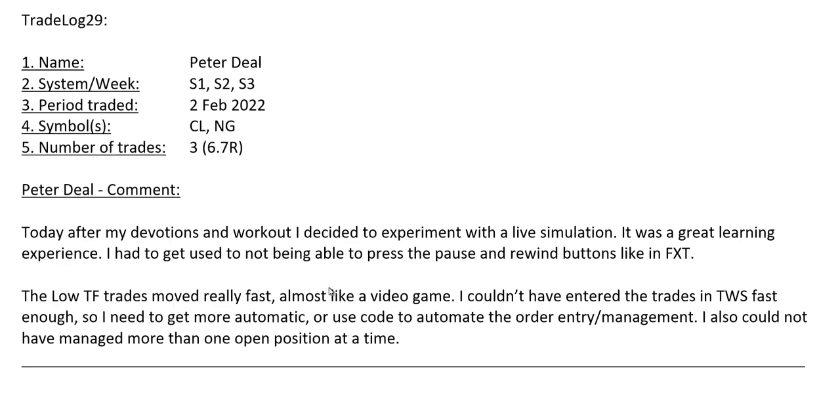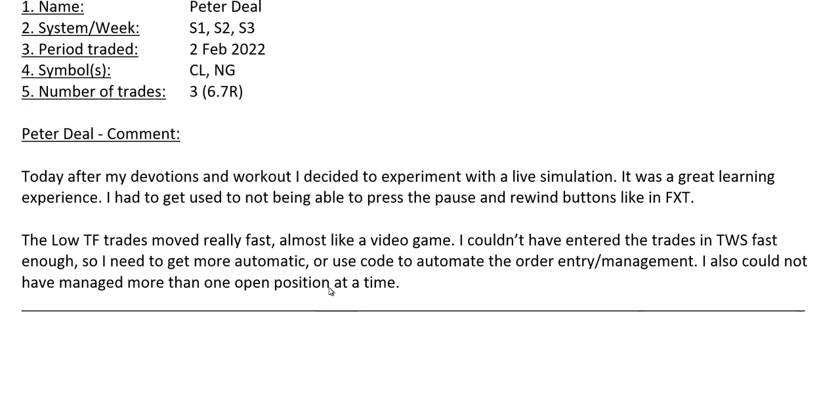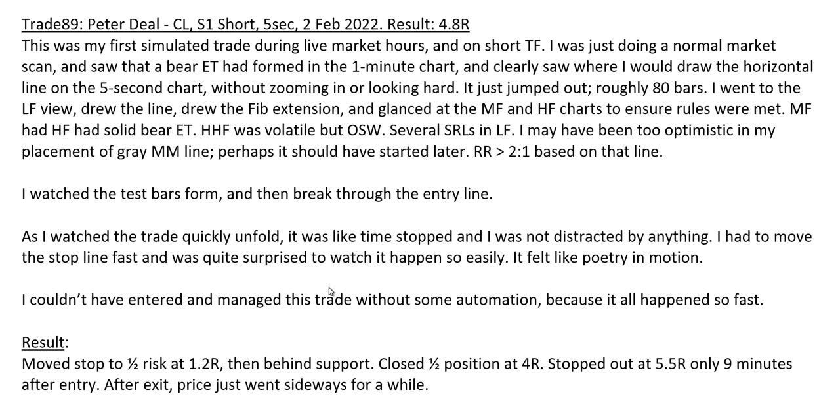Okay, well, let's have a look at his log, right? At these 3 trades in the futures market. Just scroll lower. So that's crude oil, S1 short on a 5-second chart. Well, that's difficult to trade, right? That's a 4.8 R. It doesn't mean that you only get big R trading the low time frames, right? It doesn't matter the time frame.